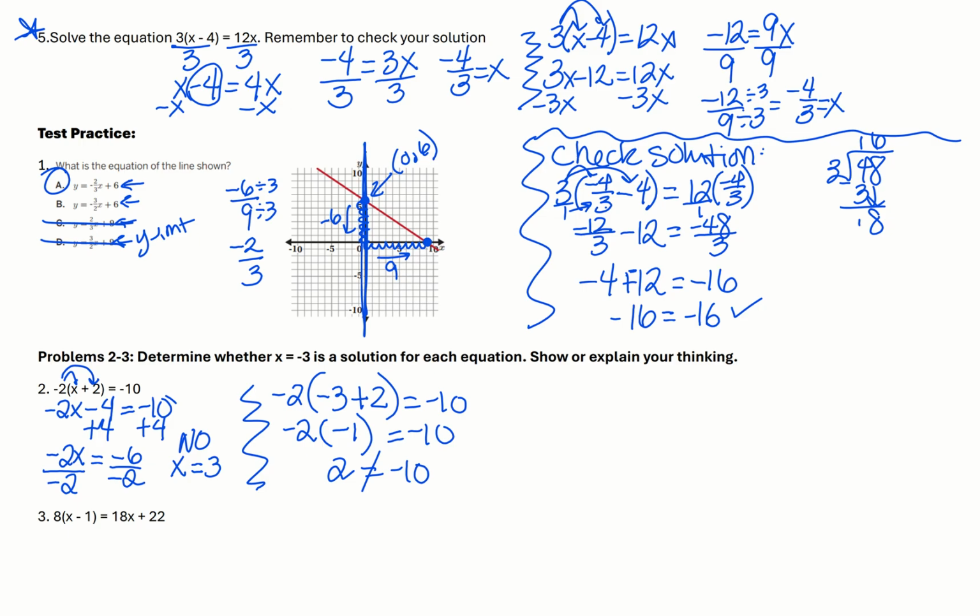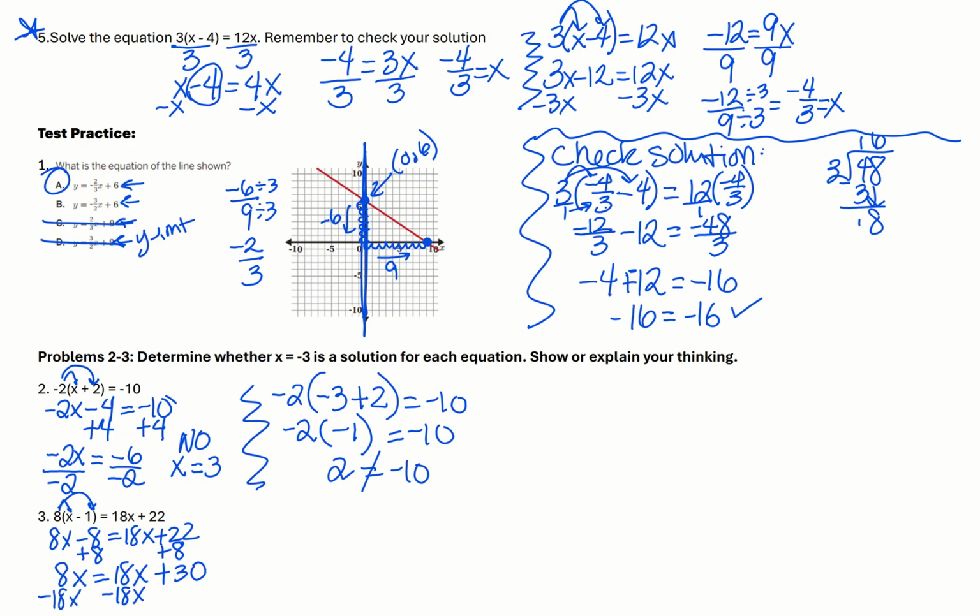All right, last problem. So let's do it both ways again. We're going to solve. So I'm going to distribute. Distribute is where we multiply. 8 times x is 8x. 8 times negative 1 is negative 8, equals 18x plus 22. So we're going to get our like terms together. Let's do our constants first. So I'm going to add 8 because I don't like negatives. So I'm going to get rid of that first. 8x equals 18x plus, what is that, 30? That's nice. Now, I do want to move my x's together, so I'm actually going to go this way.